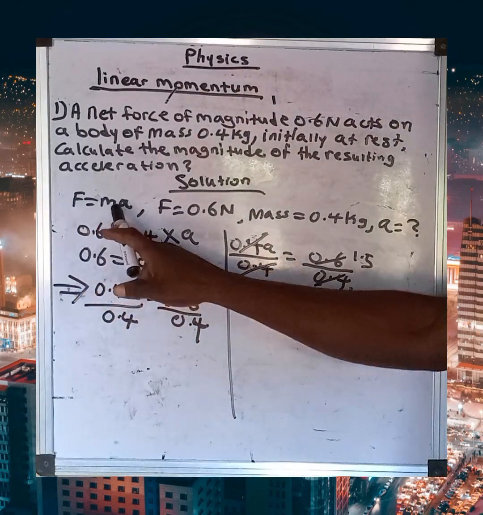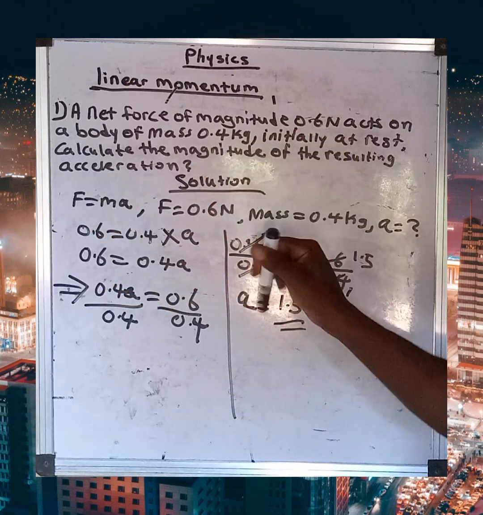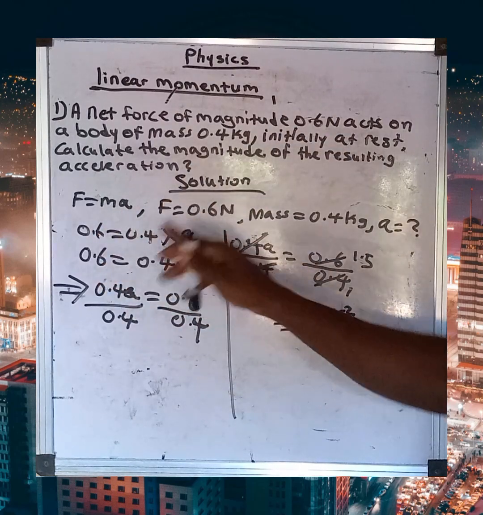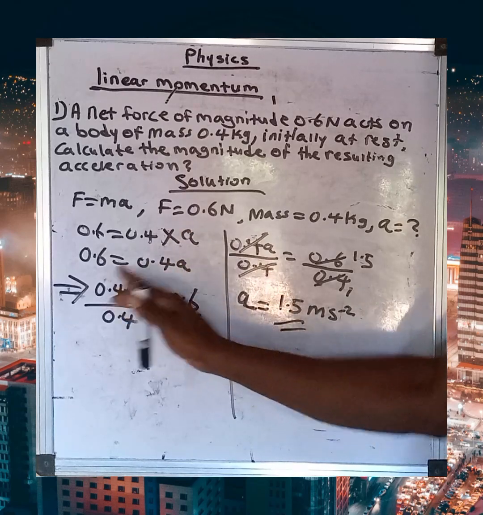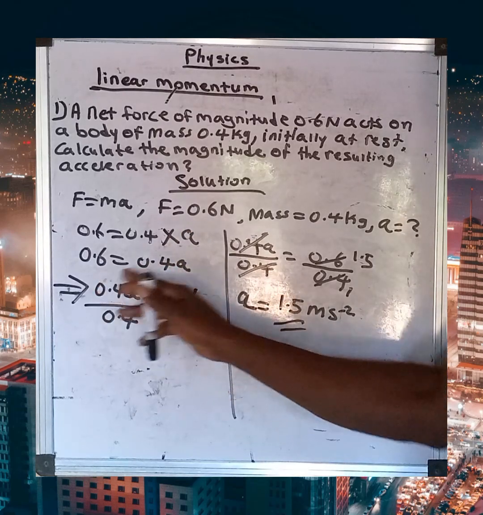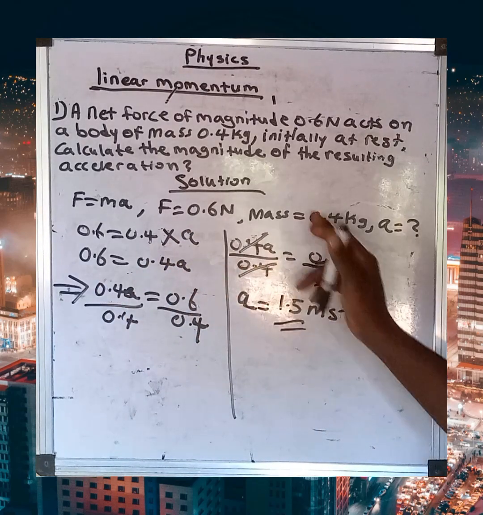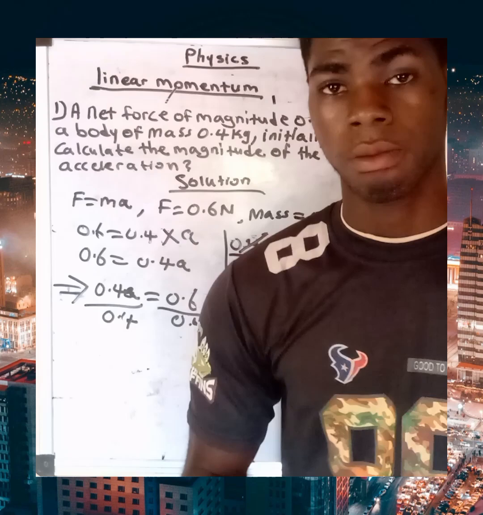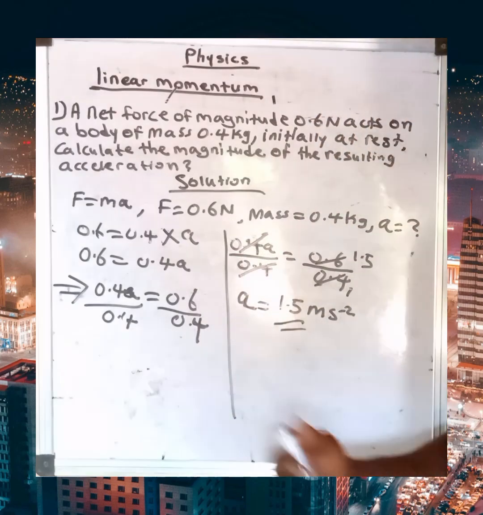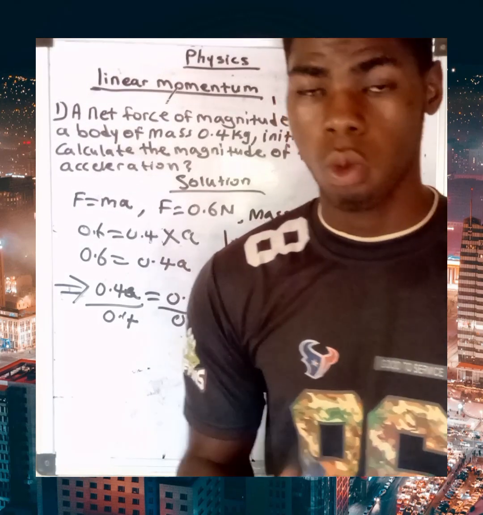Force equals mass times acceleration. Our force is 0.6, mass 0.4 times a. We get this. So to obtain our a now, we divide both sides by 0.4, and when we do that, our answer is 1.5 meter per second square. Okay. So let's dive into the second question.